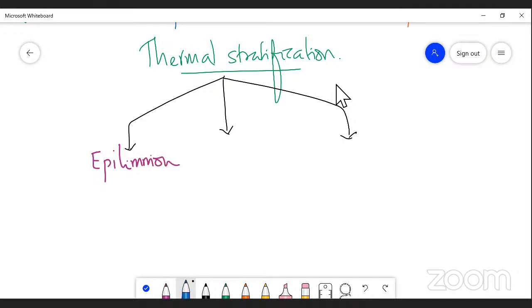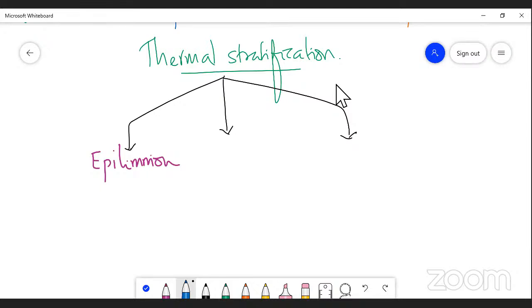That means the upper surface of the water is so hot. It is the warmer water present in the upper surface of a pond or water body, even a sea, an ocean, or a lake. If you go to a lake or pond and touch the surface of the water, you feel the epilimnion. That means the upper surface is warmer in nature.